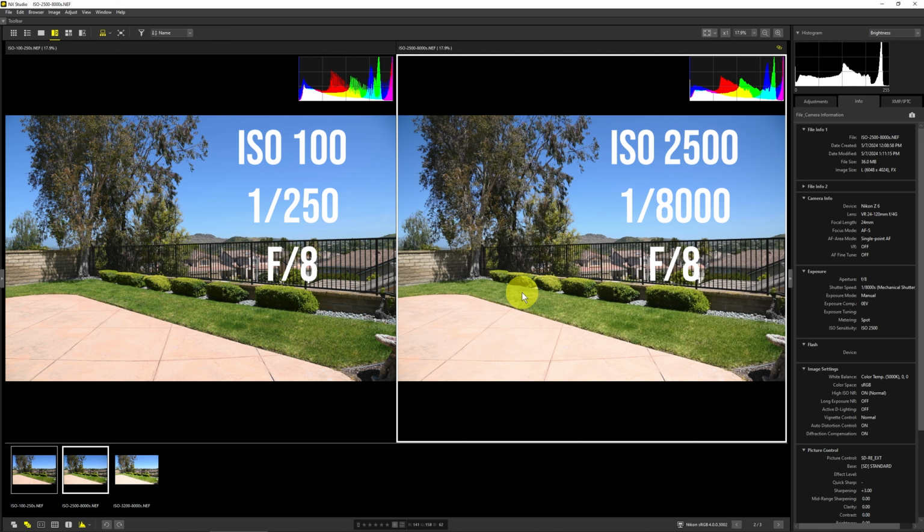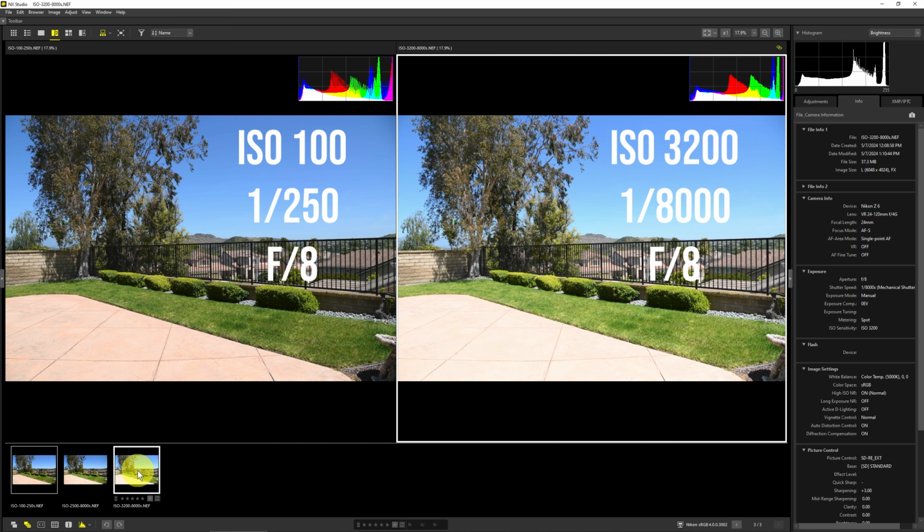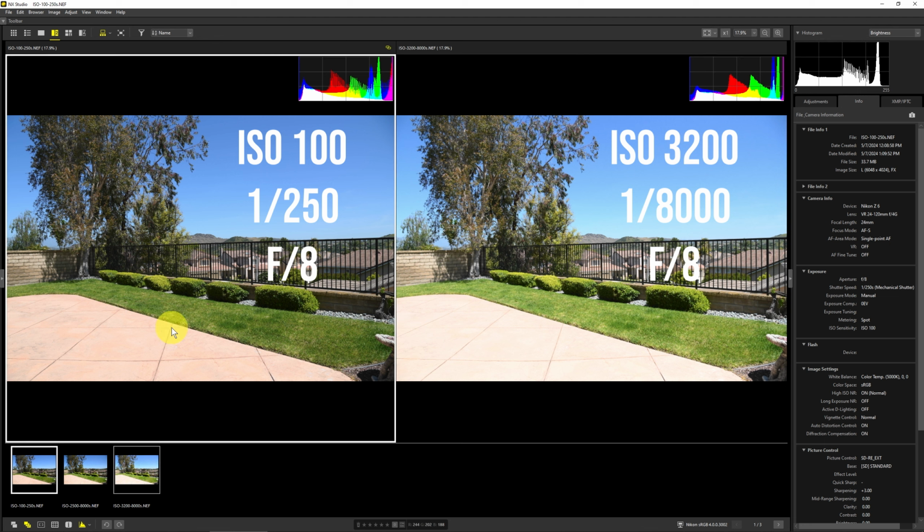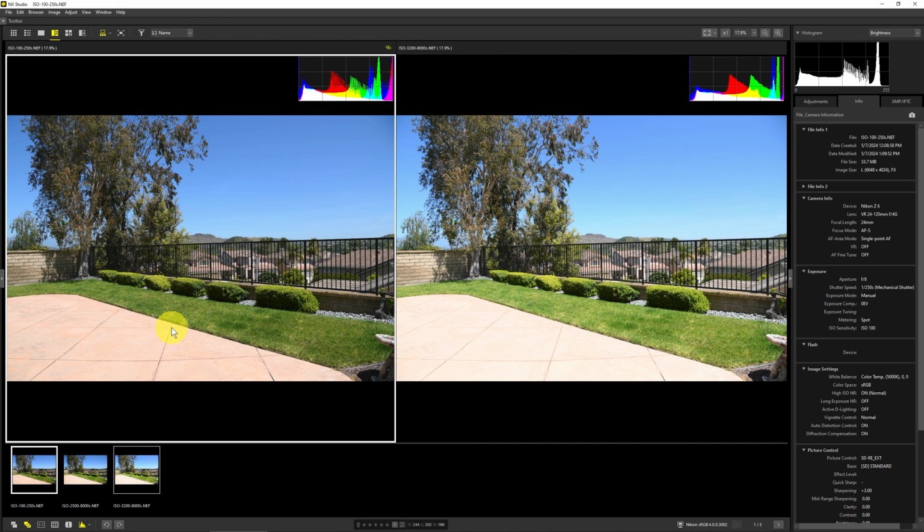Now this is 5 stops difference, and technically, it wouldn't necessarily be ISO 2500, it would be ISO 3200. So to be able to have ISO 3200, 1/8000th of a second would be the equivalent over here of ISO 100, 250th of a second. But notice a big difference here between the two if we use the exact same equivalent ISO.